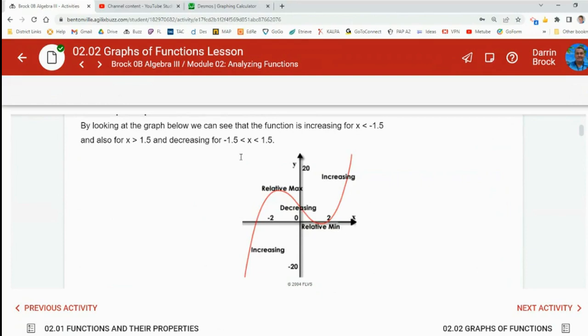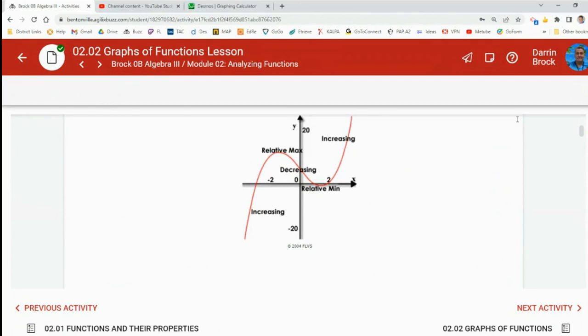It says by looking at the graph below, we can see the function is increasing when x is less than -1.5, because that's about -1.5 right there. Anytime it's less than that, it's increasing. And also for x greater than 1.5, it's increasing. But between -1.5 and +1.5, the y value decreases. So it's called a decreasing function during that interval.